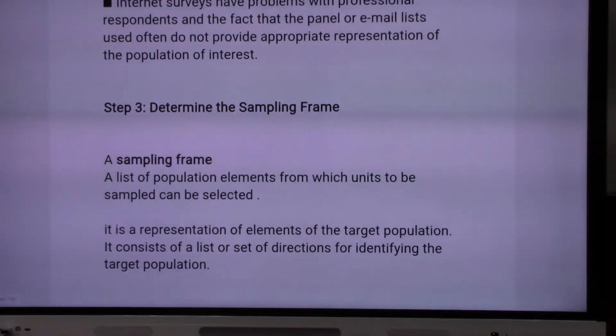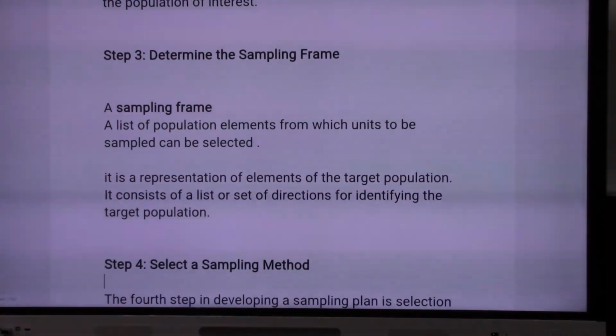It consists of a list or set of directions for identifying the target population. For example, a sampling frame may include the telephone book, or a listing of the firms in an industry, or a mailing list purchased from a commercial organization, or a city directory. All of these are examples of a sampling frame.